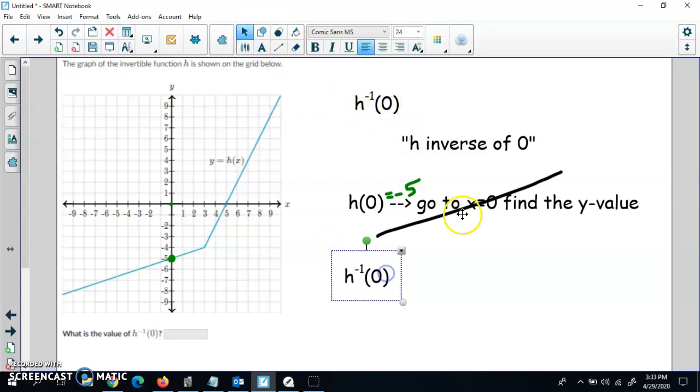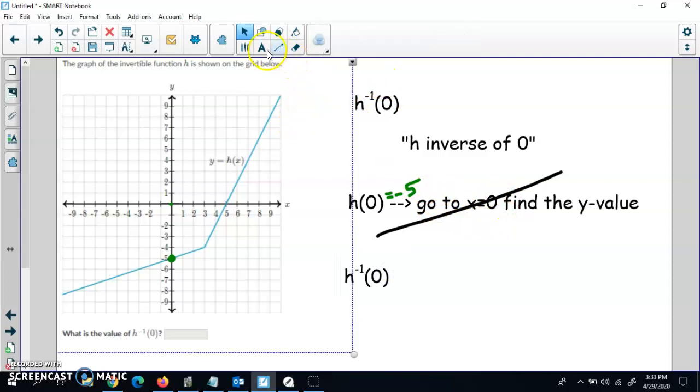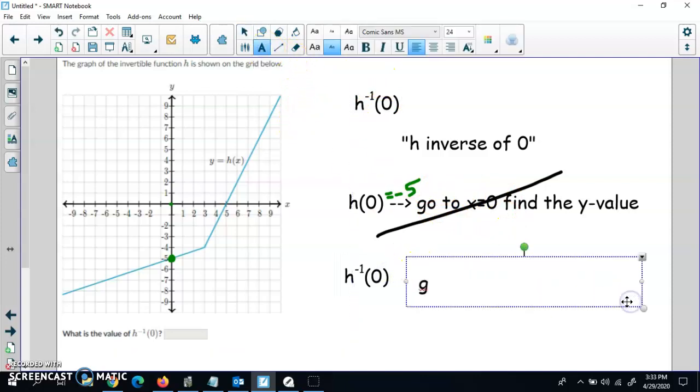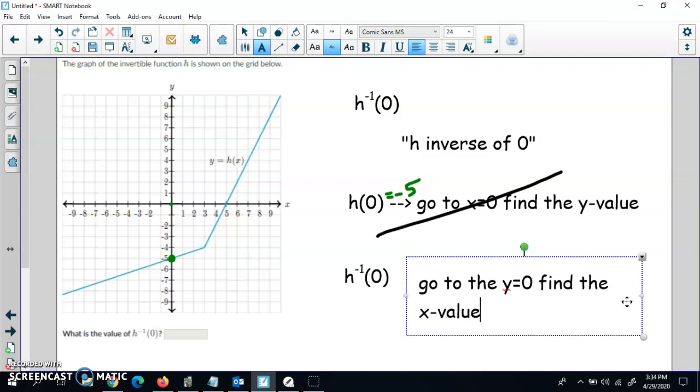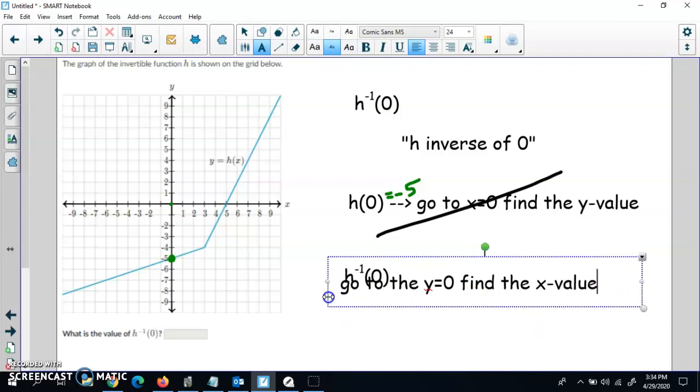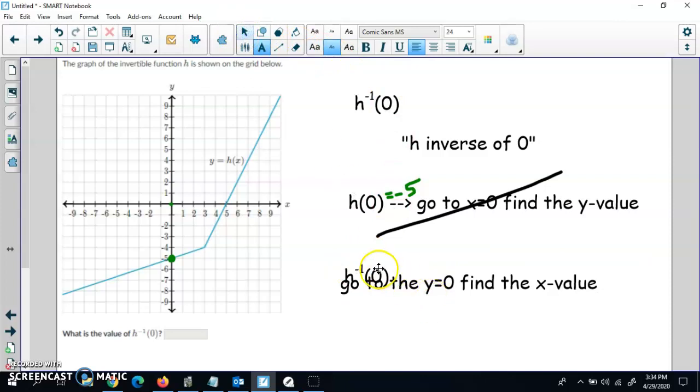H inverse of 0. We're going to do the opposite of what we just did. So we're going to go to where Y is equal to 0 and find the X value. Well, you're probably thinking, man, that's the same thing, right? But it's kind of not. Just look at how this is written right here.